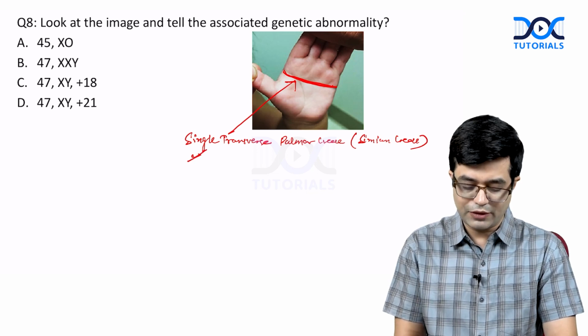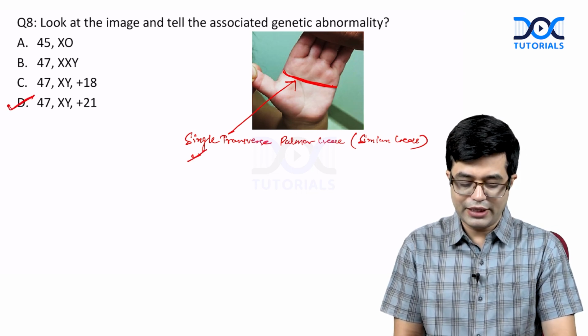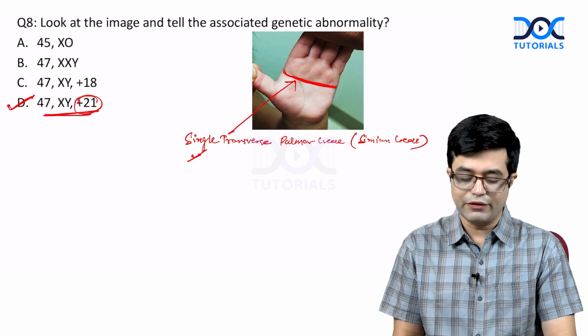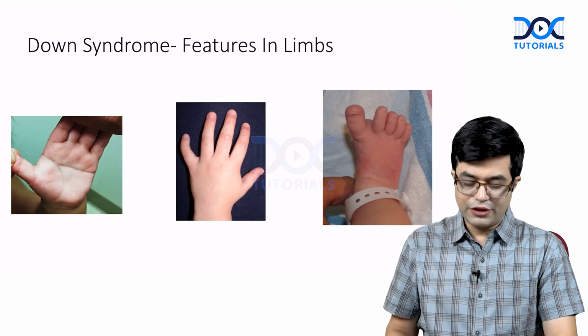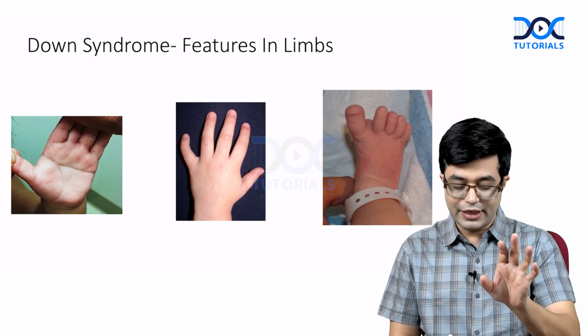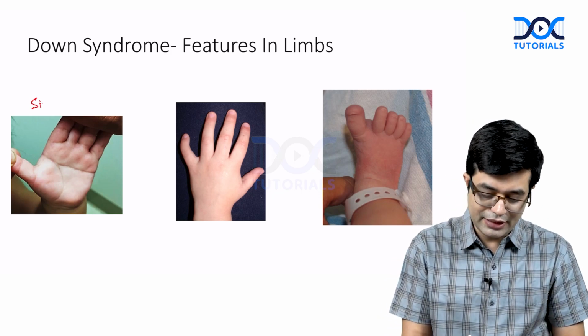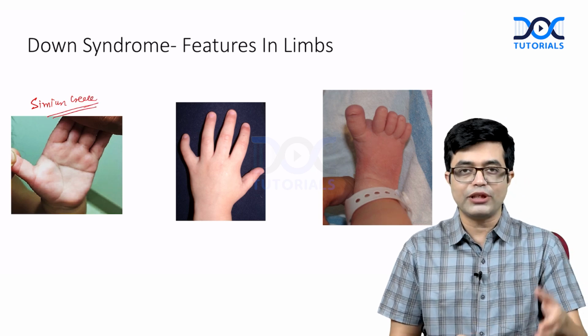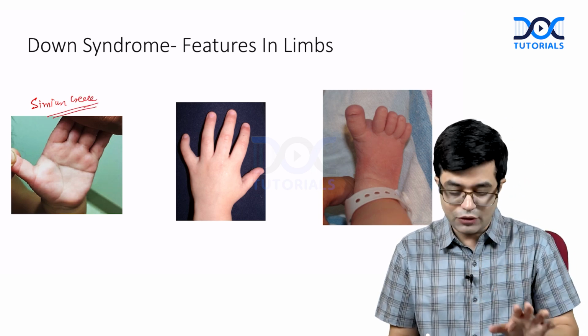And what is the genotype of Down syndrome? 47XY plus 21. So additional 21 chromosome. Easy one. So Down syndrome, 3 features to remember. What are the features in the hands and feet that you need to remember? First will be simian crease, which will look like something like this. Suppose they repeat the question and show some other image. Look at the hand of the Down syndrome child.